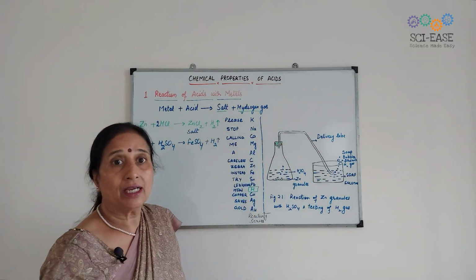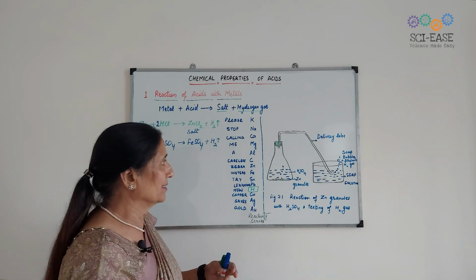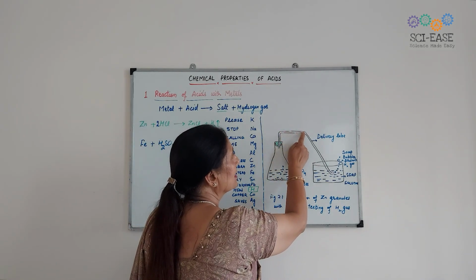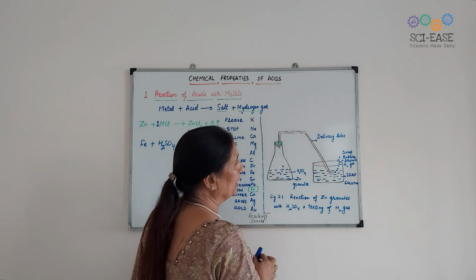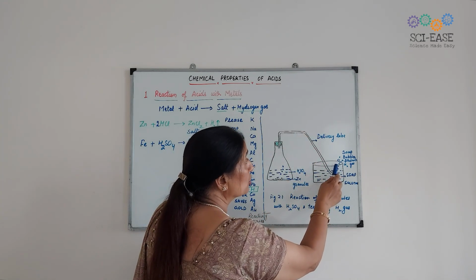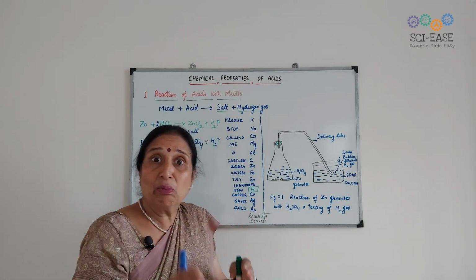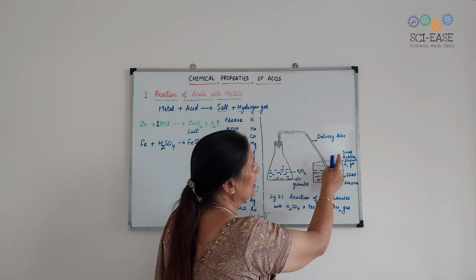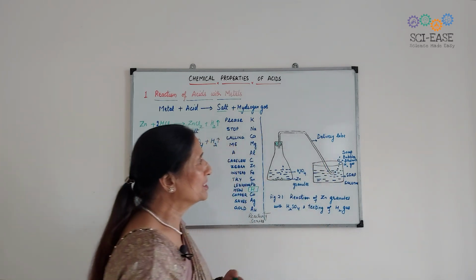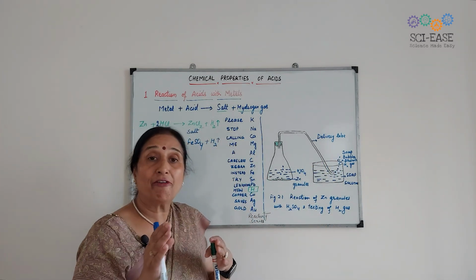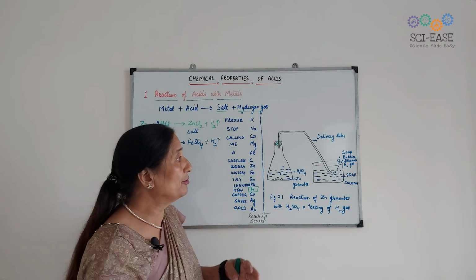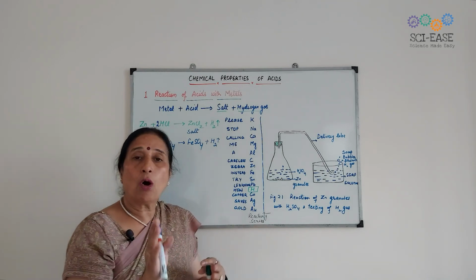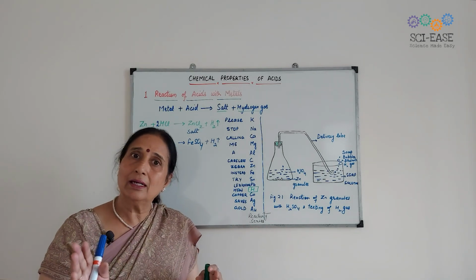When the reaction starts, the bubbles will start forming. They will pass through the delivery tube, and the soap bubbles, which are filled with hydrogen gas, will be evolved. You can observe that the soap bubbles are filled with hydrogen gas. This is the preparation of hydrogen gas in the laboratory.